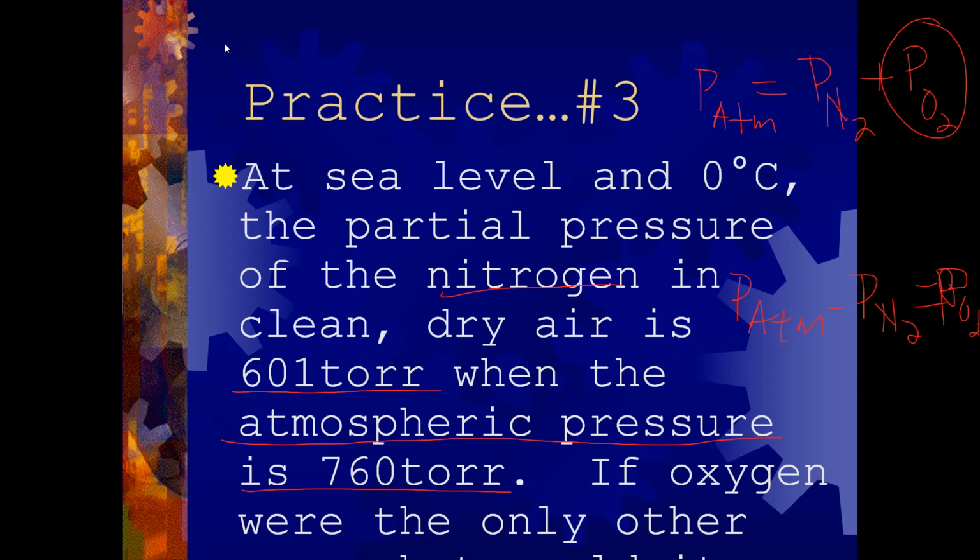So it's 760 minus 601, and that is a total of 159. So PO2 is 159. And this is torr, right? Because that's what they gave us our thing in.